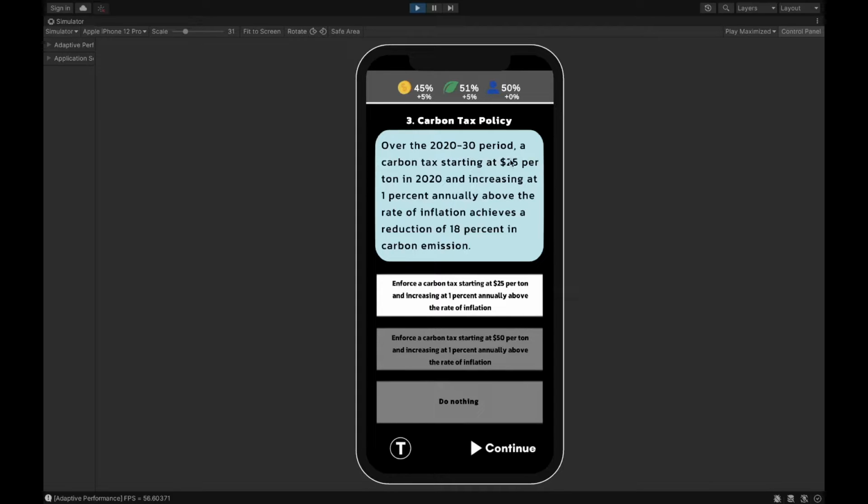And over the 2020 to 2030 period, a carbon tax starting at $25 per ton in 2020 and increasing at 1% annually above the rate of inflation achieves a reduction of 18% in carbon emissions. It's important to note that we tried our best to make these events as realistic as possible, even though it's meant to be sort of a fictional simulator. A lot of our research was based on real life events and just being able to relate it to the real world consequences of making these decisions.